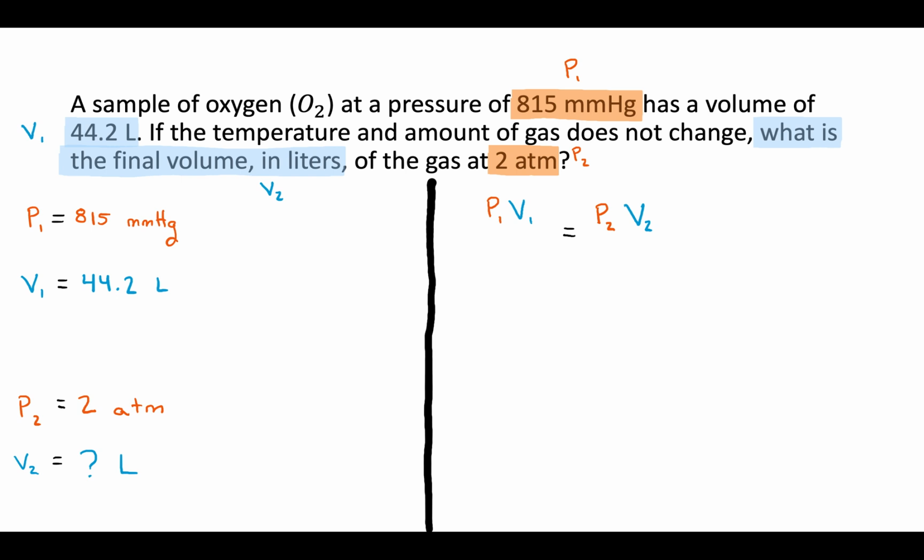Well, first, we don't have a temperature here, but do all the units match? We want the volume in liters. We have it in liters, so that's good. This pressure, P2, is in atmospheres. P1 is in millimeters of mercury. So we've got to convert between those two.